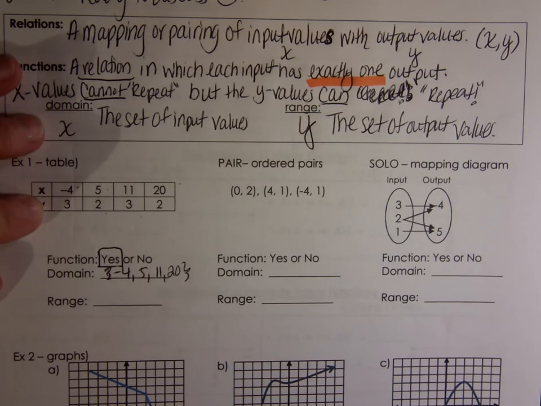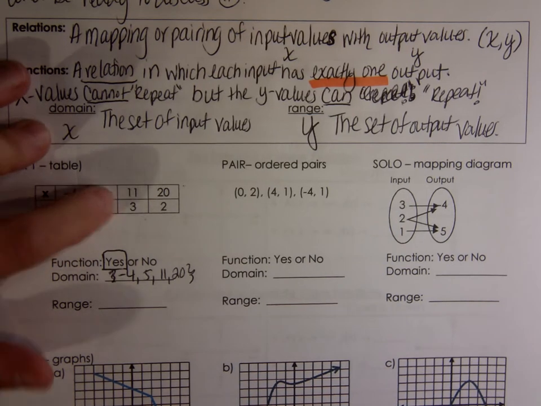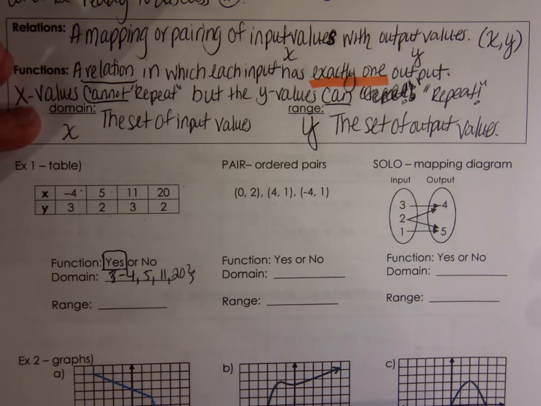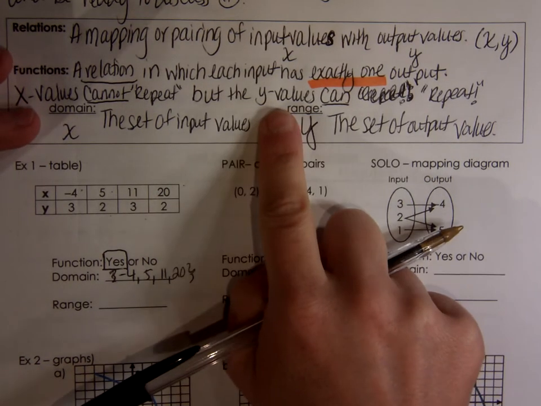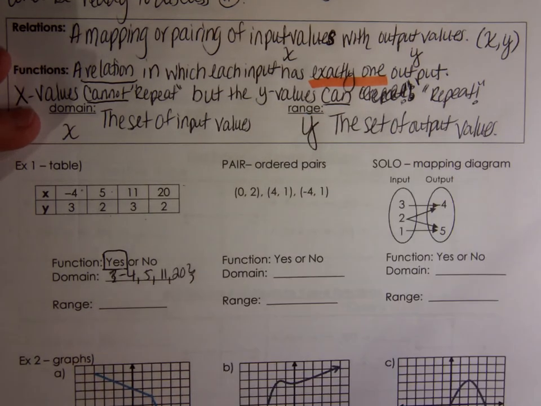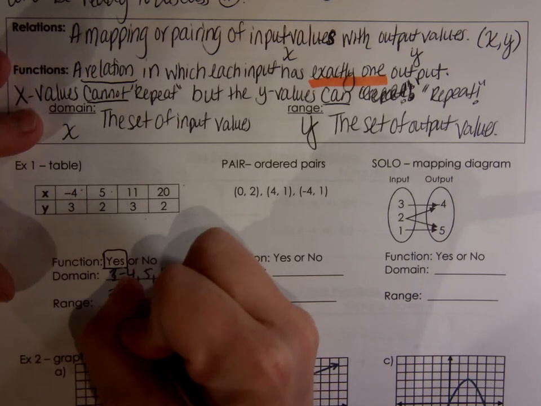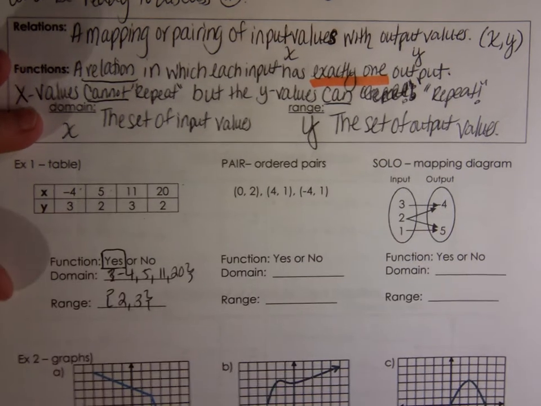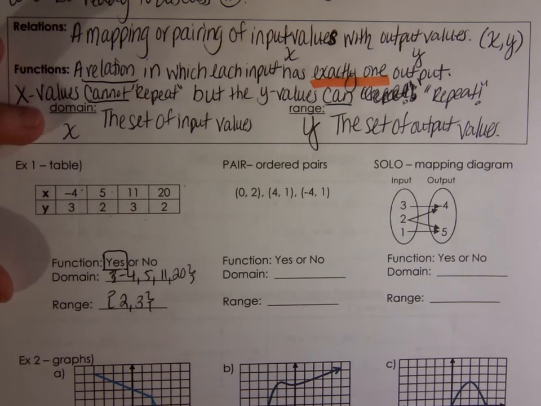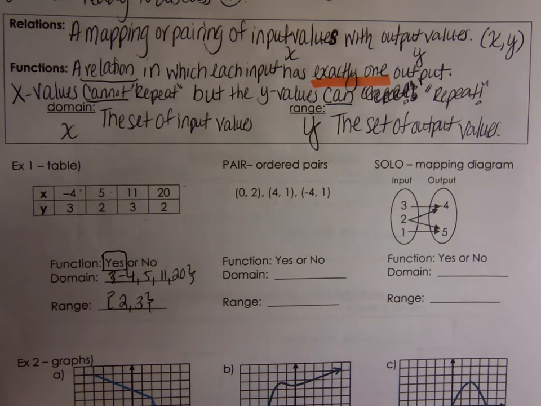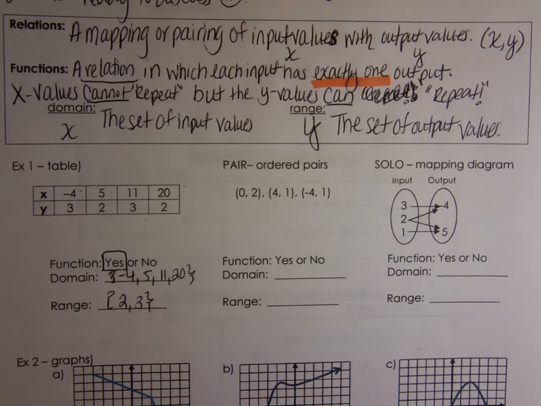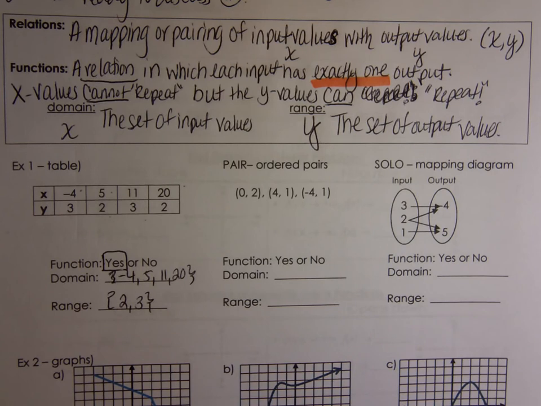My range, well, I do have 3 and 2 and 3 and 2, so the y values repeat, and we know that that is true in a function. Y values can repeat. So writing our range, it's simply going to be 2 and 3. You don't need to write the number that occurs more than once. It just simply is a 2 and a 3. Those are our values that we would see in our range.